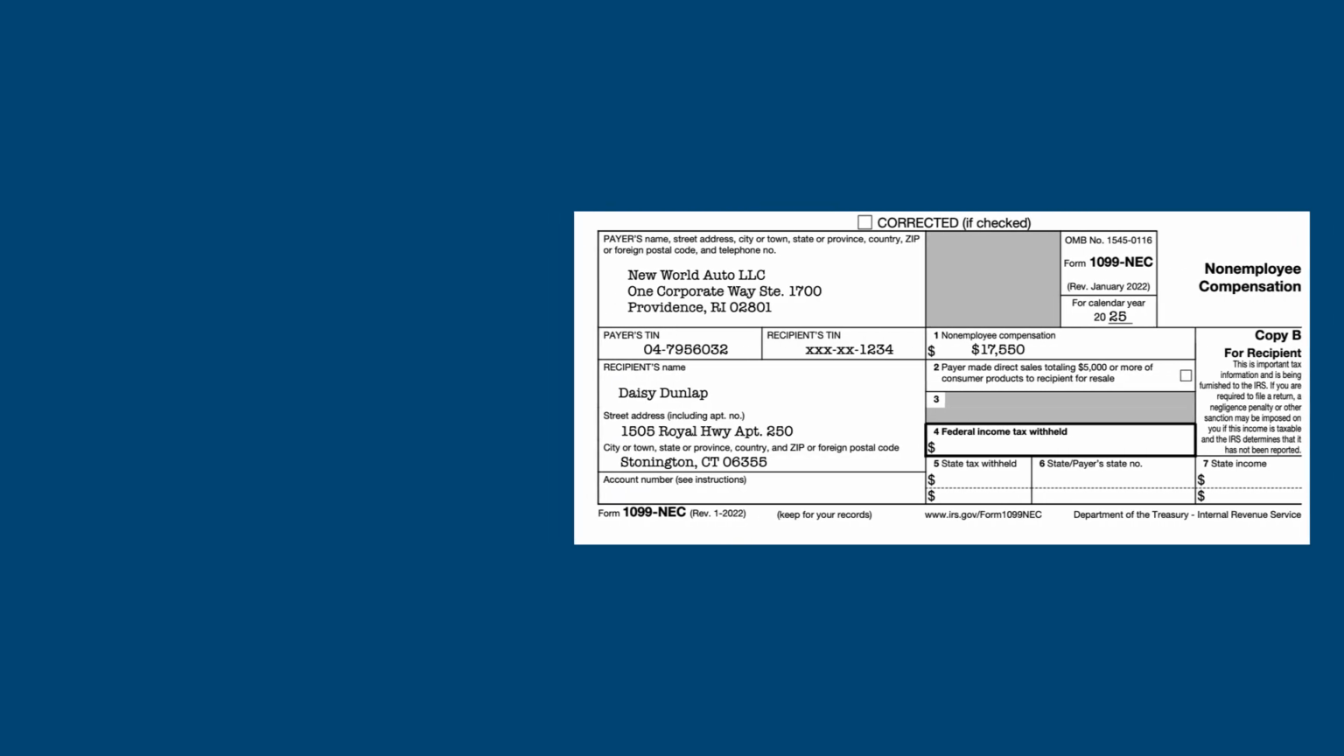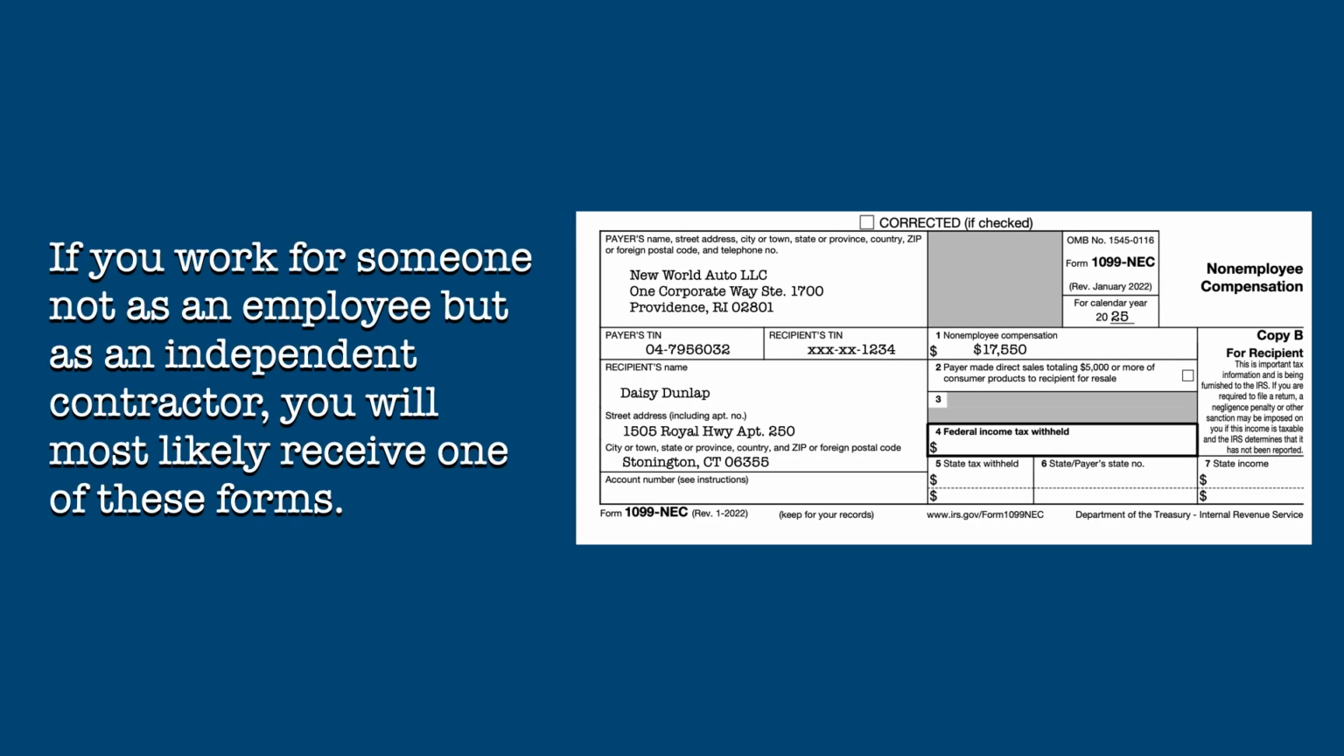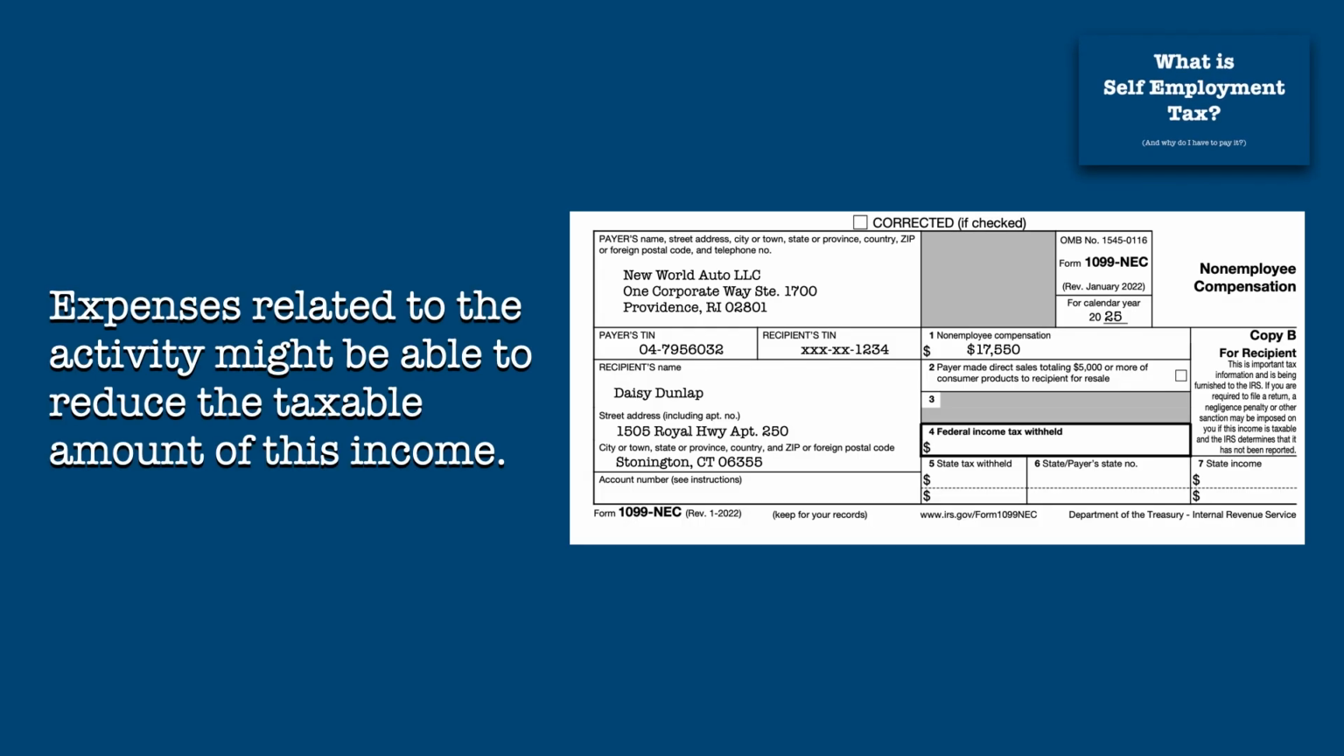Form 1099-NEC, Non-Employee Compensation. If you work for someone, not as an employee but as an independent contractor, you will most likely receive one of these forms. Income from this form is usually reported as business income on a Schedule C or other business return. This income is often subject to self-employment tax, but expenses related to the activity might be able to reduce the taxable amount of this income.